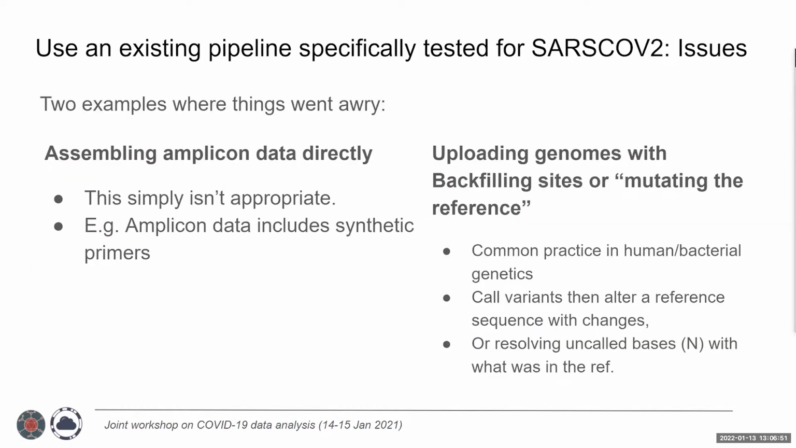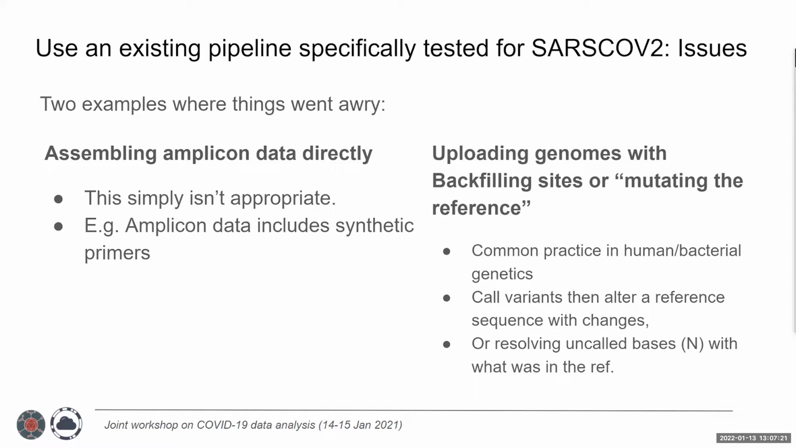Now, I say all of this and I'm promoting the use of existing software because there have been some horrible examples where people have just used tools that they're used to from other organisms and didn't understand what was going on with COVID, and they've made some really horrible mistakes. One of the really simple issues I've seen is that some people will try to do a straight de novo genome assembly of the Arctic amplicon data, which doesn't make any sense.